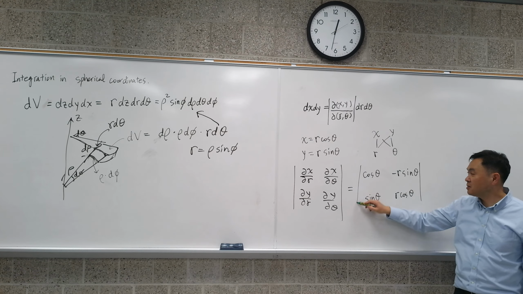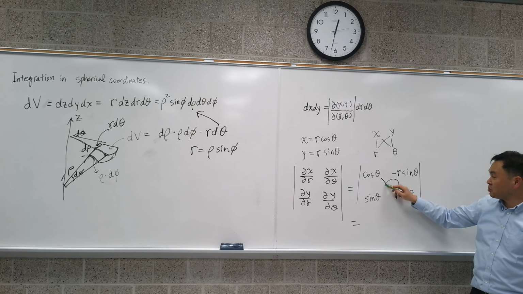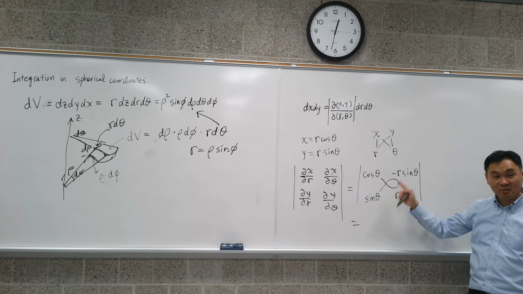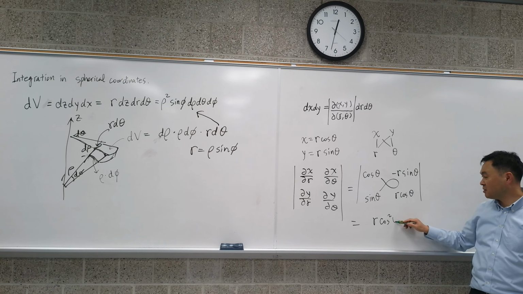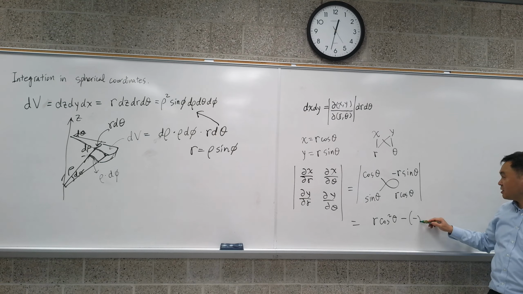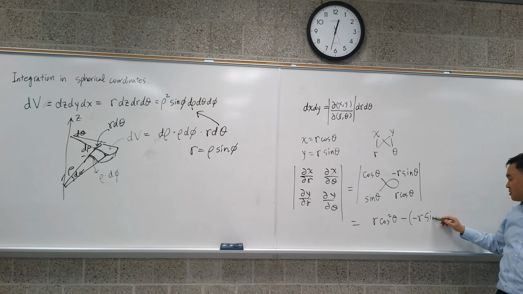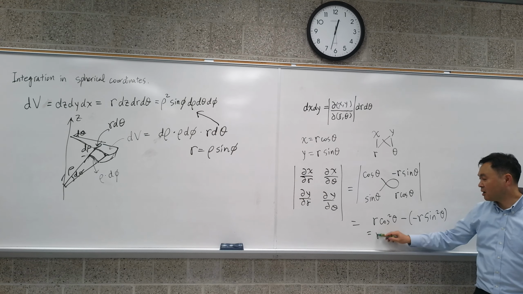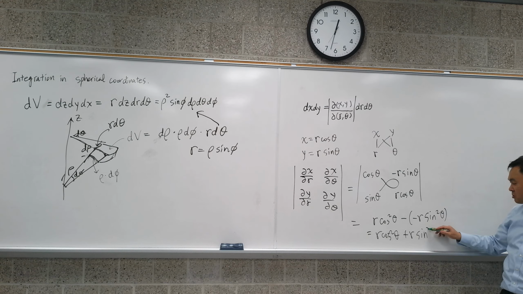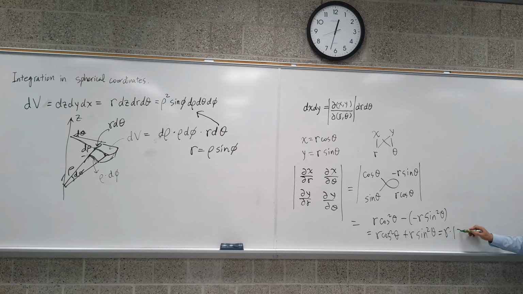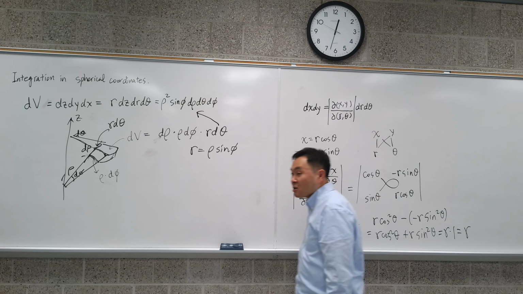Do you know how to do determinant? AD minus BC, right? So you multiply these two, you get r cosine squared theta minus negative r sine squared theta. Oh, that's r cosine squared theta plus r sine squared theta. What's sine squared plus cosine squared? 1. So if you factor the r out, you get r times 1, which is just r. That's what that is.